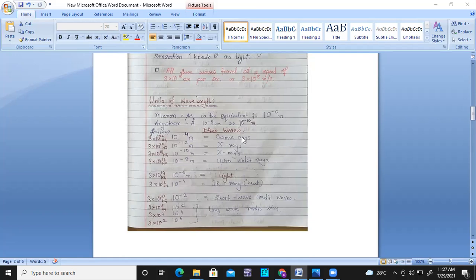The micron is 10 to the power minus 6 meter, whereas the angstrom is 10 to the power minus 10 meter. The angstrom is very small. Somewhere you may find micron written. Just remember, micron means 10 to the power minus 6 and angstrom is 10 to the power minus 10. So the angstrom is another, smaller unit than the micron.